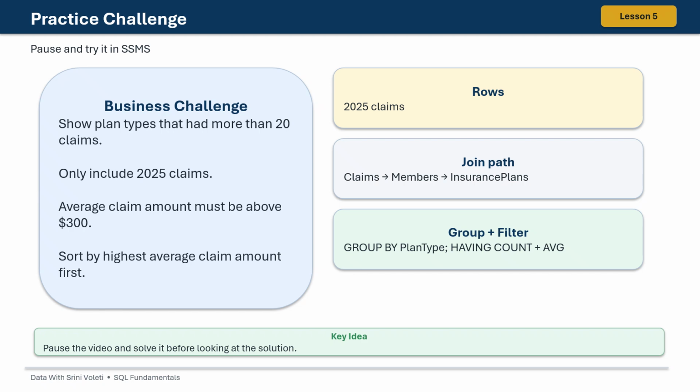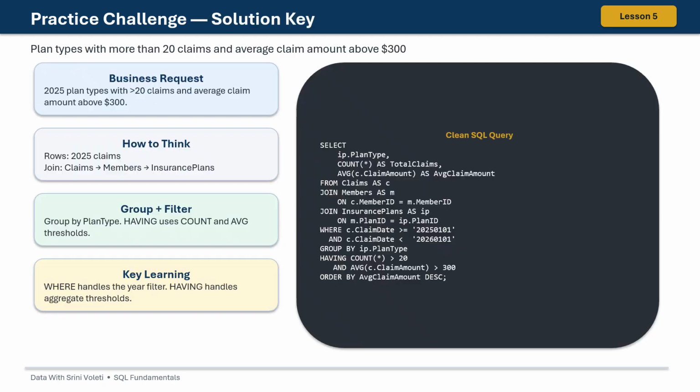This is the clean solution for the practice challenge. We join claims to members, then members to insurance plans, because plan type lives in insurance plans. WHERE filters rows to 2025. GROUP BY creates one summary per plan type. COUNT and AVERAGE calculate the metrics. HAVING keeps only plan types with more than 20 claims and an average claim amount above 300. ORDER BY sorts by highest average claim amount first.